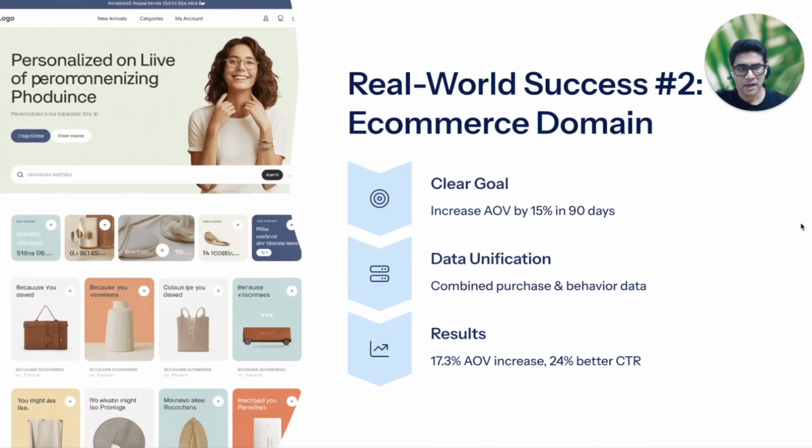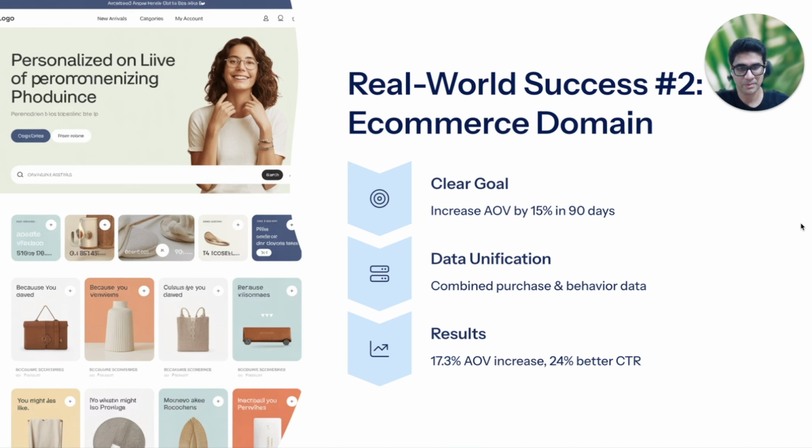Moving on, in an e-commerce domain, the clear goal was to improve the AOV by 15% in 90 days. Look at it being super specific, right? They know exactly what they want and by when they want it. So they looked at the different data silos that they had, brought it together, looked at unifying the purchase, the behavioral data in terms of click streams, etc., repeat purchases, repeat visitors, so on and so forth.